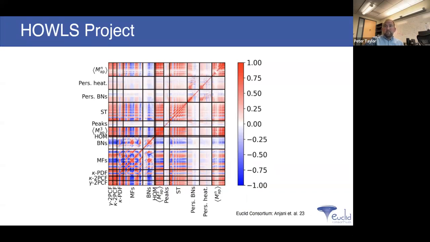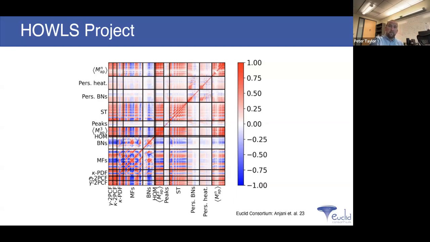Okay, so it's our ambition in the consortium to go beyond the traditional 2-point statistics. So I just want to highlight two projects in particular. One of these is the HALS project, so higher order weak lensing statistics. And recently, Virginia Anjani has led a forecasting paper to see what kind of constraints we can expect from a bunch of different non-Gaussian estimators for the weak lensing sample.